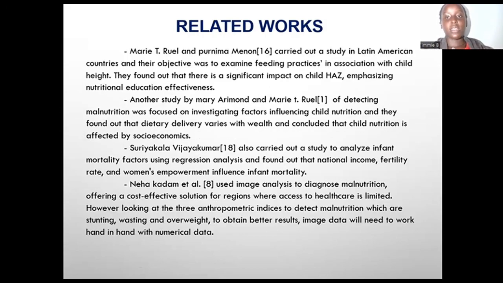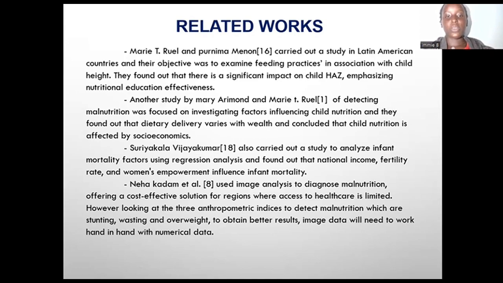Going on to the next work, this was a study carried out in Latin America, and those ones were looking more at height. It means they used the anthropometric index of height, of stunting, to determine the malnutrition in children. Another study, which is traditional, was still about detecting malnutrition, and they were looking at things like the economic status of a family. Like if a family is wealthy, there are high chances of having healthy kids.